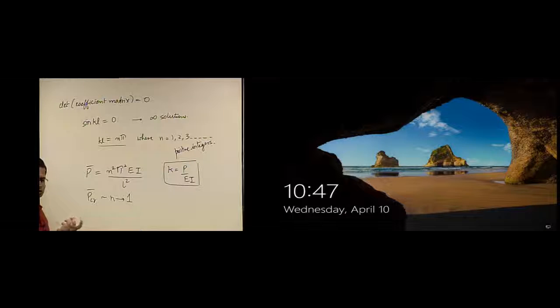So for the first mode, whatever value of P bar we calculate, or essentially P in our case, whatever value we calculate for P is going to be the P critical for the first mode. So P critical is pi square EI over L square.